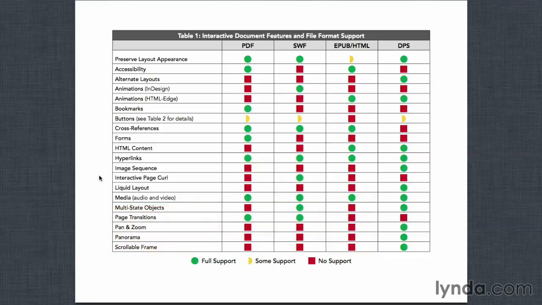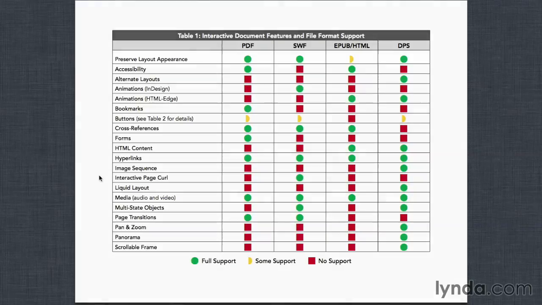You can find the PDF in the Exercise Files folder in Chapter 9, Lesson 1. The first page of the PDF shows the kinds of files you can export with interactivity: interactive PDF, SWF, EPUB and HTML, and the Adobe Digital Publishing Suite, or DPS. So let's go through this table and talk about some of the items in it.